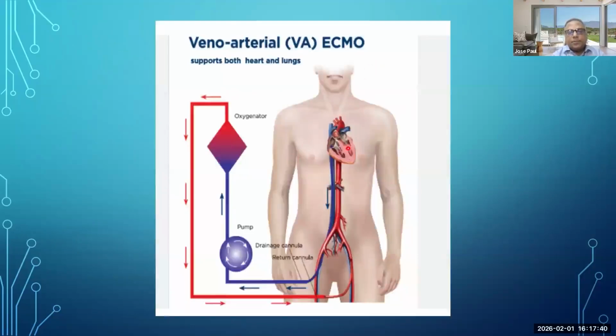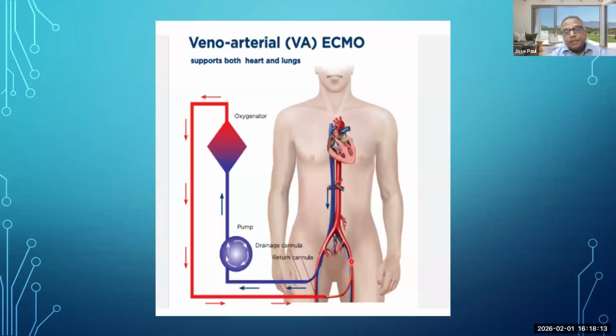Now in veno-arterial ECMO, you take blood from the femoral vein, from the region of the IVC. It goes into the centrifugal pump, it goes into the oxygenator, and instead of returning back into the right atrium, the blood is returned into the femoral artery. So there is a cannula which goes into the femoral artery and into the aorta and mixes with the blood which gets oxygenated by the patient's lung also, depending upon the cardiac function.